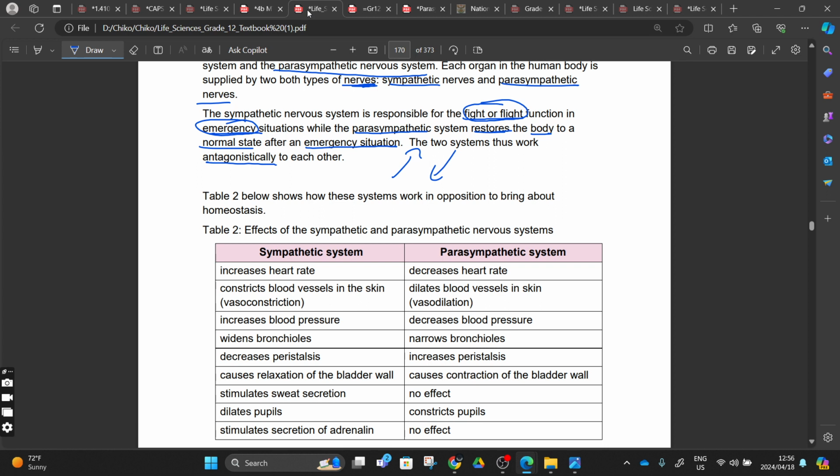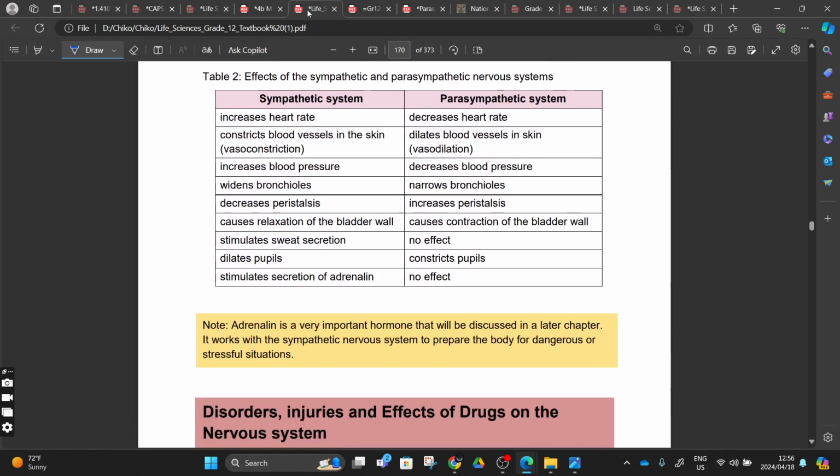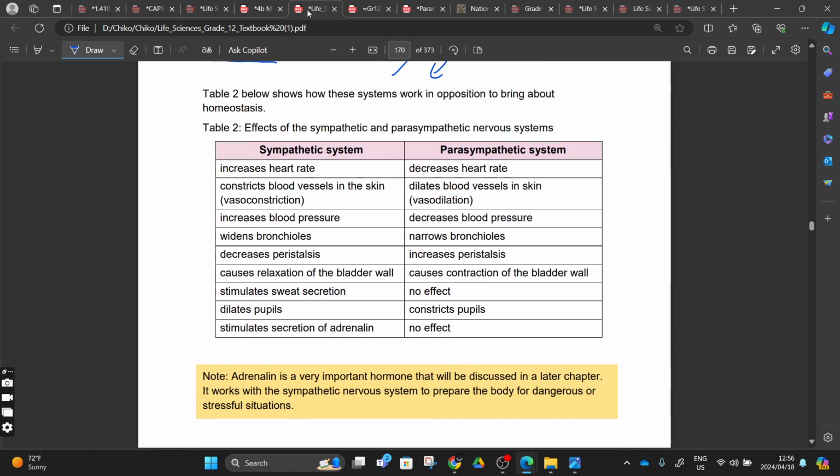Then number two, the table below shows how these systems work in opposition to bring about homeostasis, the effect of the sympathetic and parasympathetic nervous systems, right? We talked about this, and here's the small graph for you, for your notes. Those will be saying, Mr. people, we don't have notes. Hey, send us notes. What do you want more? Because we have our notes, we have our textbook here, we have our study guide that side. Here's our note. This is what you have to know, right? Since you have to explain this.